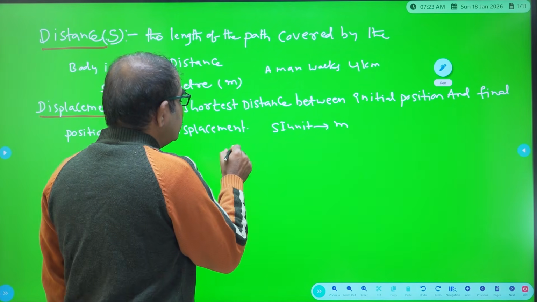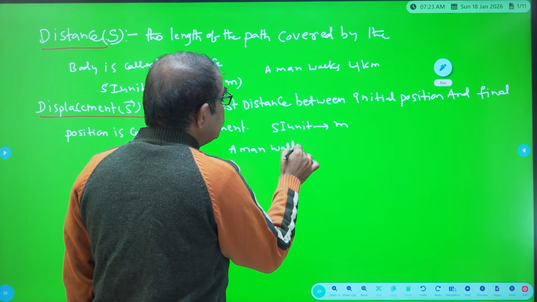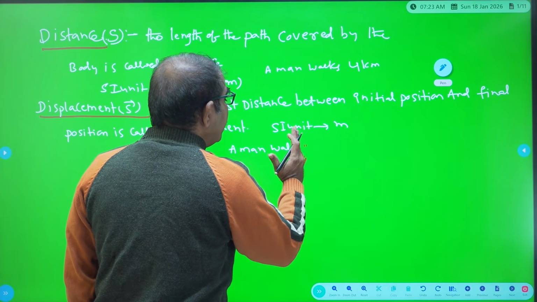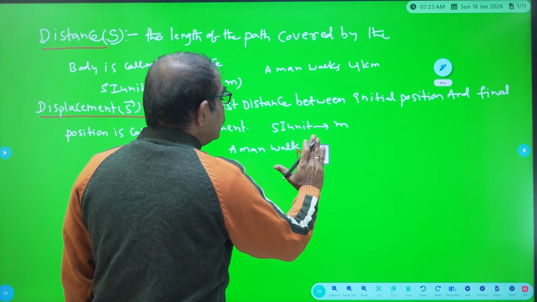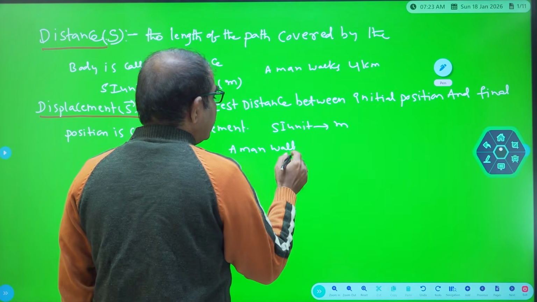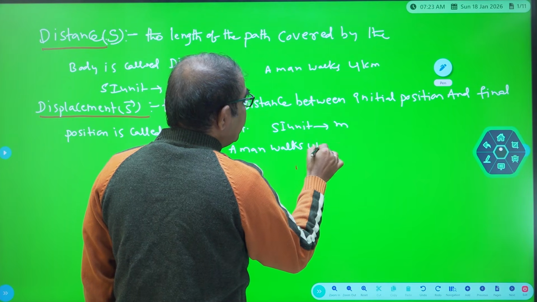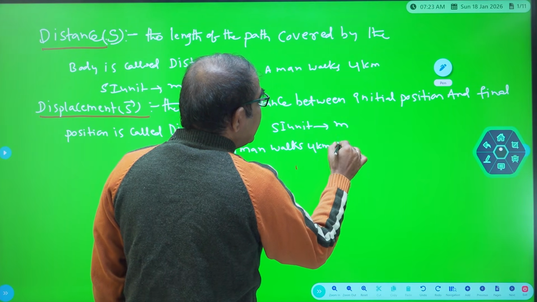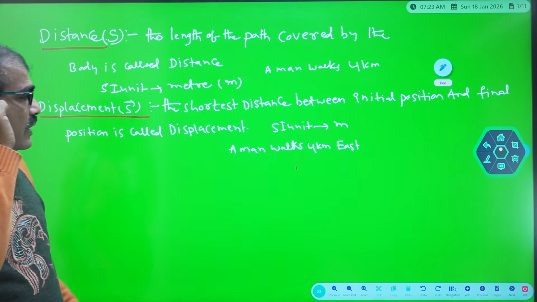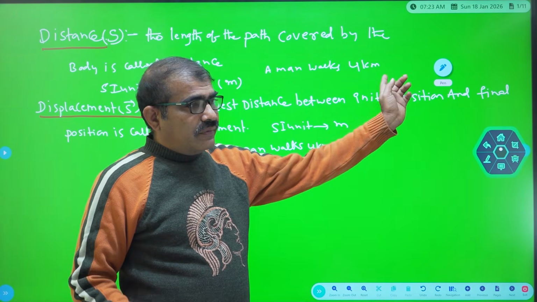A man walks 4 kilometer east direction. 4 kilometer east. This is called an example for displacement.